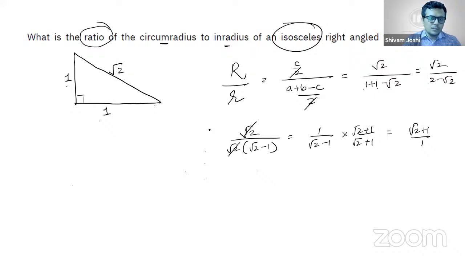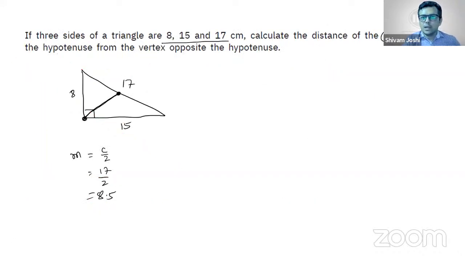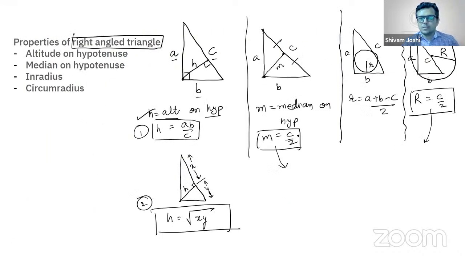No, c by 2 was for median as well as for, see, I mentioned this, no? This is c by 2 and this is c by 2, correct? So if it's the same formula, please don't be surprised.